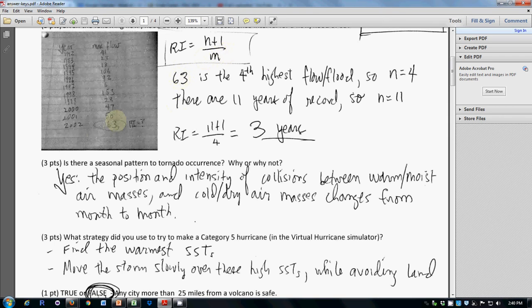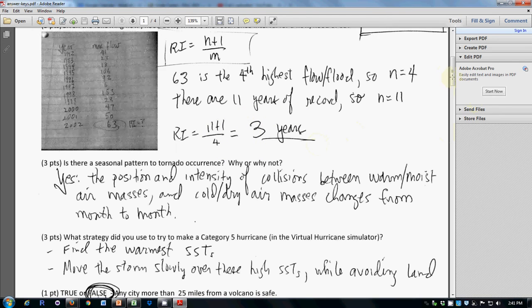If we look down the list, we discover that 63 is the fourth largest of all the events, and therefore m is equal to 4, as I've shown here. And n is the number of years of record, of which there's 11, and for whatever reason we have to add 1, so 11 plus 1 divided by 4, which is m, the rank of that particular storm. That's 12 divided by 4, which gives an answer of 3 years.